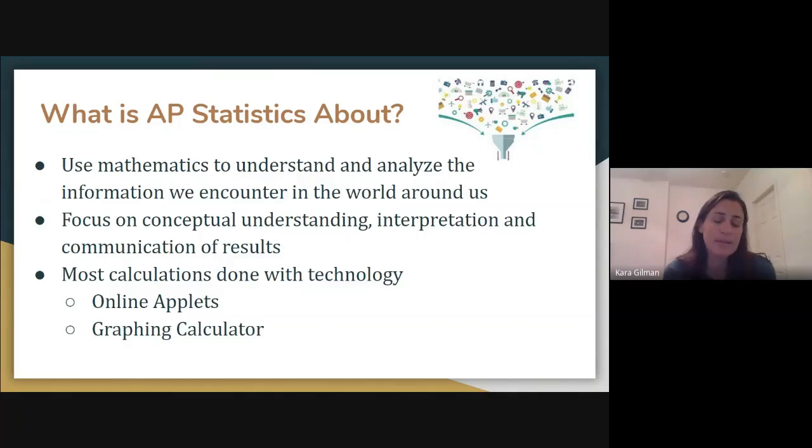They will not be able to access those online applets. So for right now, I haven't been requiring the students to have a graphing calculator because we've been able to use these online software instead. But at some point, students will need to get a graphing calculator. And the type of graphing calculator that you would need to get is in the syllabus, but the two best ones would be either the Casio FX 9750 or the TI 84.